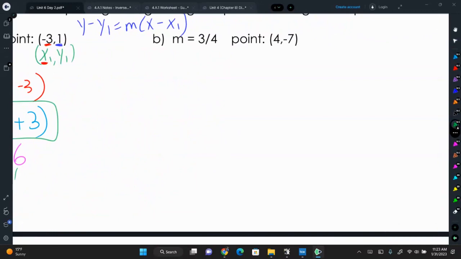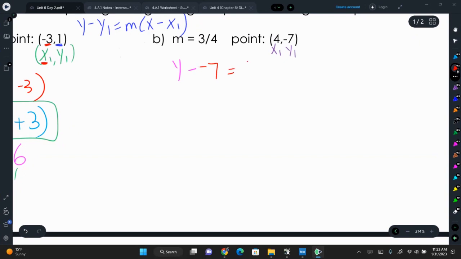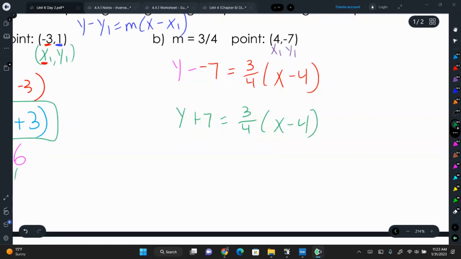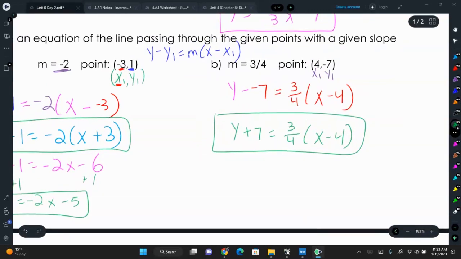Now, letter B, let's label x1, y1. So y minus negative 7 equals 3 over 4 times x minus 4. Well, we don't want minus negative 7, so y plus 7 equals 3 over 4 times x minus 4. The directions don't say to convert to slope-intercept form, so let's just leave it like this, especially since we have fractions to deal with. We don't want to do extra work for the sake of doing extra work, so it does not say slope-intercept form, so let's just leave it in point-slope, and that will be that.